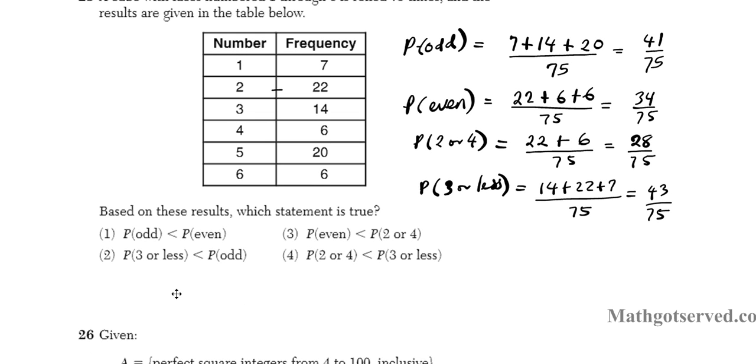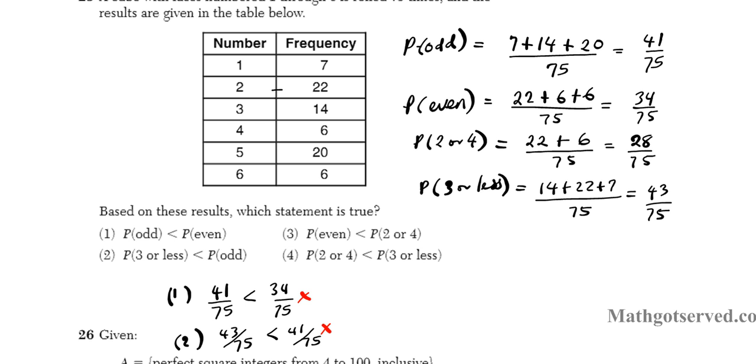For option 1, we're told that P odd is less than P even. P odd is 41 over 75. Is it less than P even, which is 34 over 75? Look at the numerators. This is false, because 41 is greater, so this is wrong. All right, let's take a look at option 2. Option 2 says P of 3 or less, which is 43 over 75, is less than P of odd, which is 41 over 75. What do you think? Is this true or false? The statement is absolutely false, because the numerators, this is not less than this.